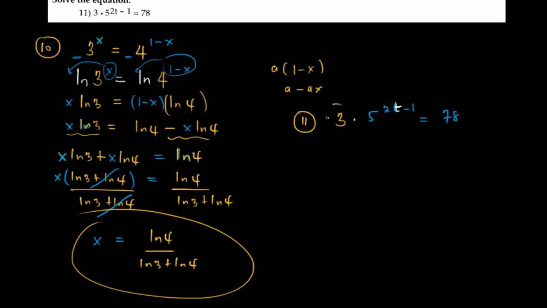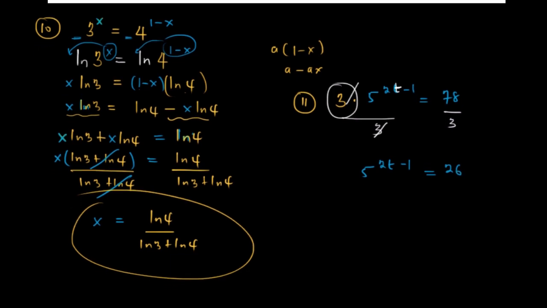Now the first barrier is 3. How do I remove 3 from here? I have to divide both sides by 3. So the 3 here goes off. What you'll be left with is 5 to the power 2t minus 1 equals, now 78 divided by 3 is going to give you 26.